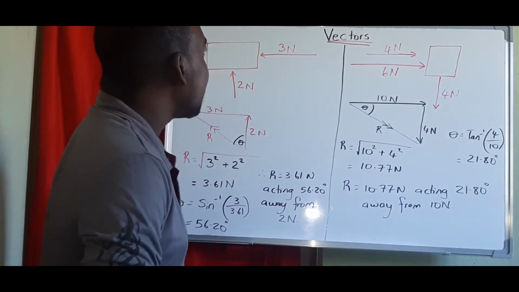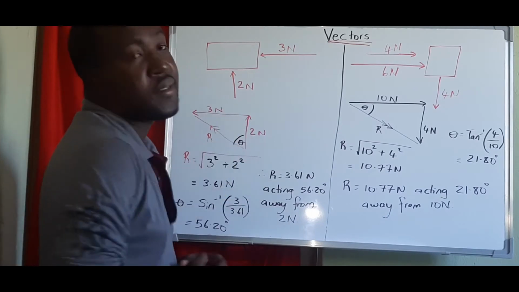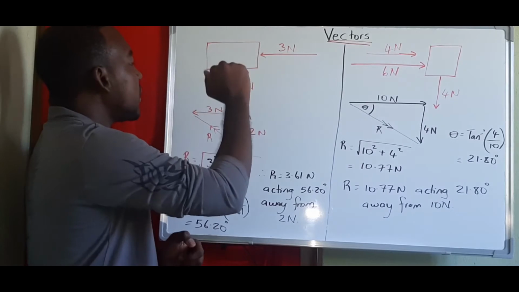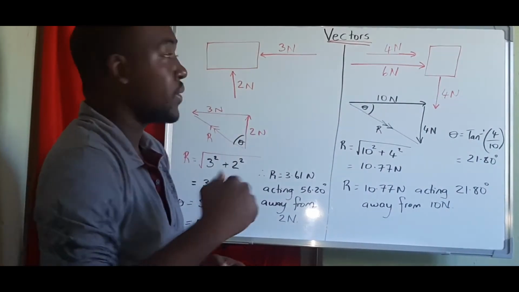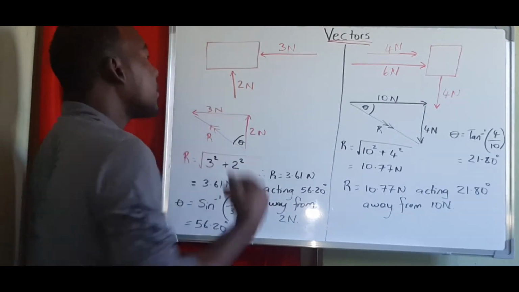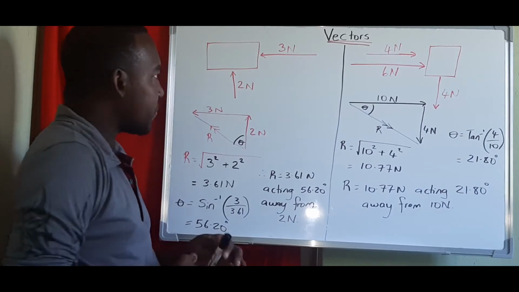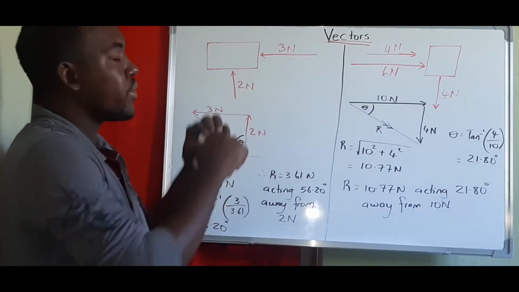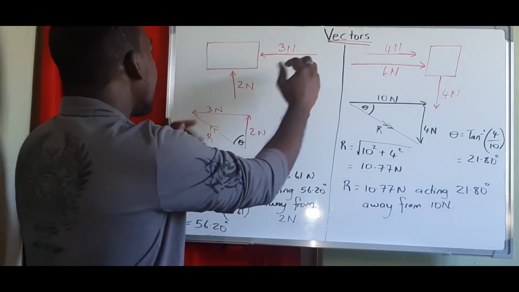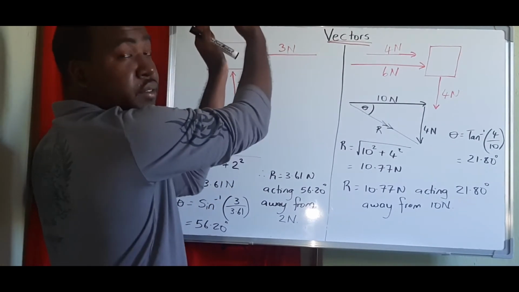Alright guys, so we have two examples here of vectors that are acting perpendicular. Let's say we have a box here and we have a 3 newton and a 2 newton force acting. The 3 newton is going to the left while the 2 newton is pushing it up or north. Just by looking at the diagram here, you'll notice that your resultant will cause the object to go somewhere in that direction.